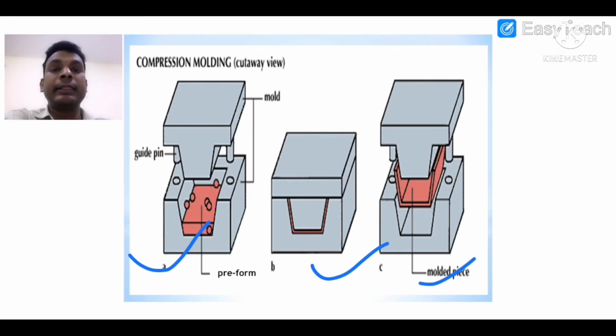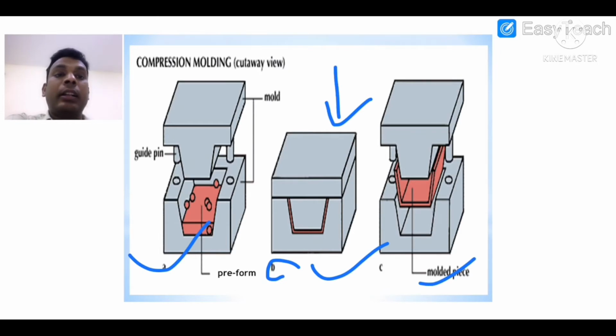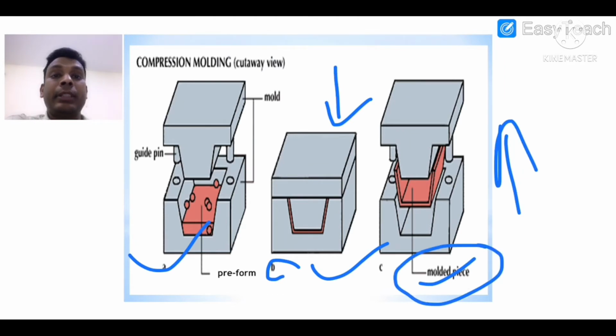Mold is in the open condition, we are putting the preform inside of the mold, and after that in section B the mold is closed, pressure is applied, and curing starts. After curing is completed, the mold will open and the finished product will be received as a finished part. This is the main step of the compression molding process.